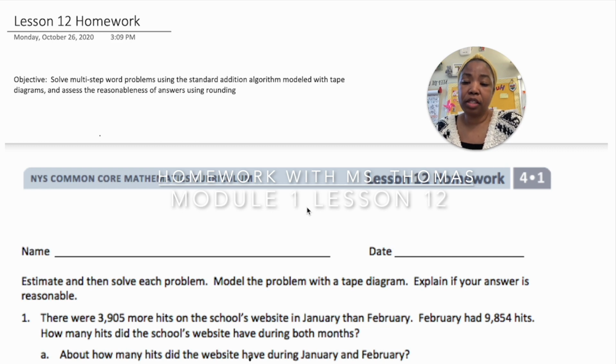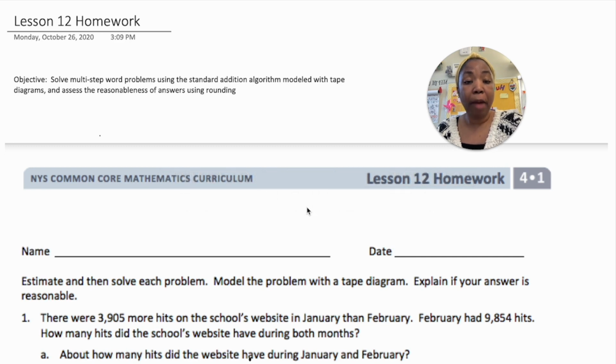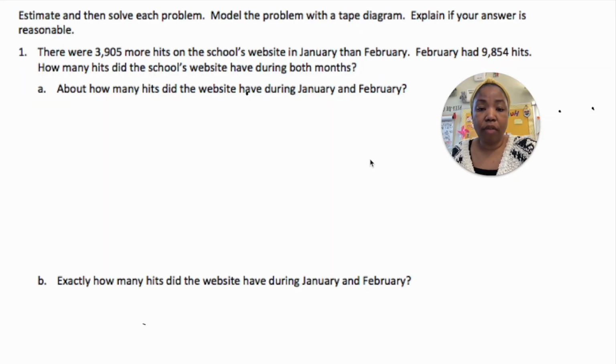The objective is to solve multi-step word problems using the standard addition algorithm modeled with a tape diagram and assess reasonableness of answers using rounding. Let's jump right into it. For each of these, we're going to estimate and solve each problem. We're going to model with the tape diagram. We're going to explain if our answer is reasonable, and we're going to do that using rounding.